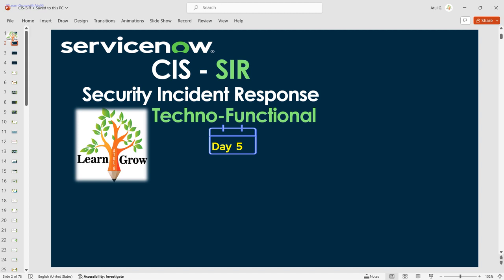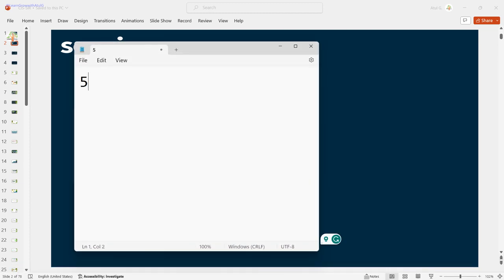So today we are on day number 5 of CSI-SIR, Security Incident Response. Before we proceed further, there's a very important term which we use specifically in the research area, and that is called the 5W and 1H. If I am a consultant working for customers on the implementation of any tool, I'm not saying to follow this fundamental only for SIR. If you want to implement any tool for your customer, these 5W and 1H must be discussed.